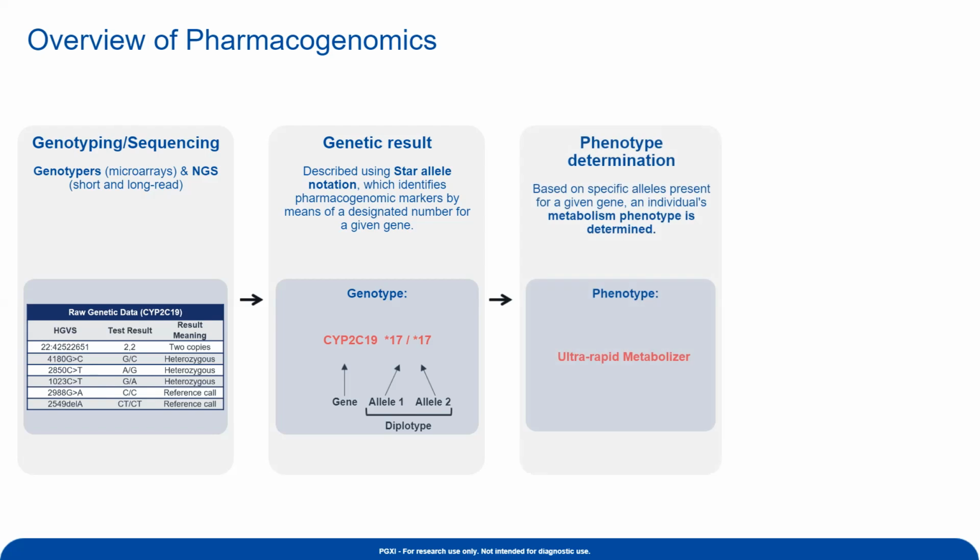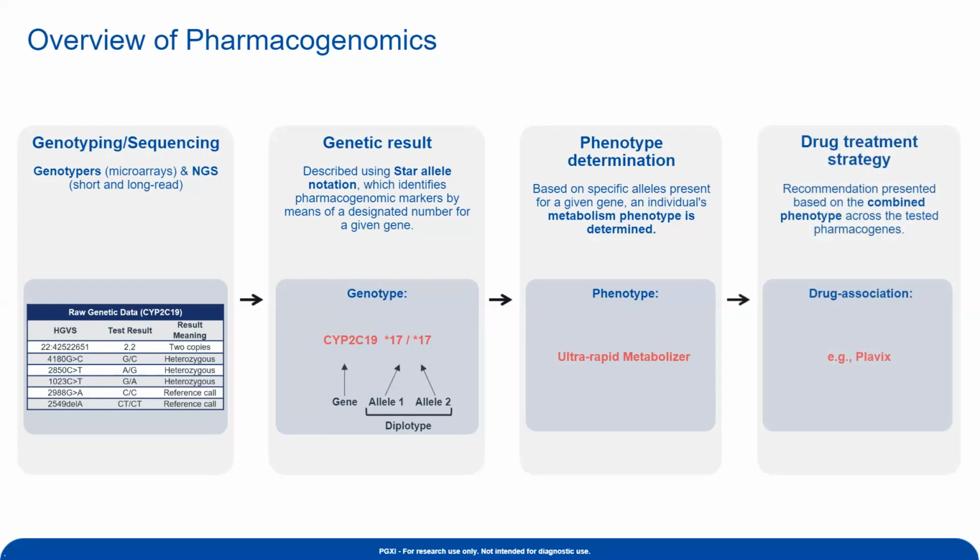Secondly, we determine the patient's phenotype, which is based on the specific alleles present for a given gene. An individual's metabolism, or phenotype, is then determined. Looking at CYP2C19 star 17, star 17, this is typically associated with an ultra-rapid metabolizer. And most importantly is the drug treatment strategy. The recommendation in pharmacogenomics is typically presented based on the combined phenotype of all tested pharmacogenes, which, if you're looking at CYP2C19, in this case, would be related to the drug Plavix.